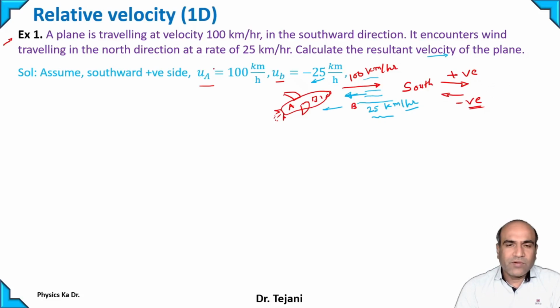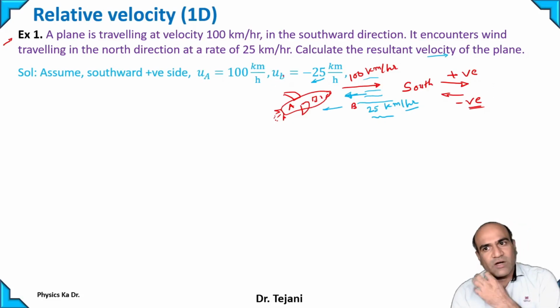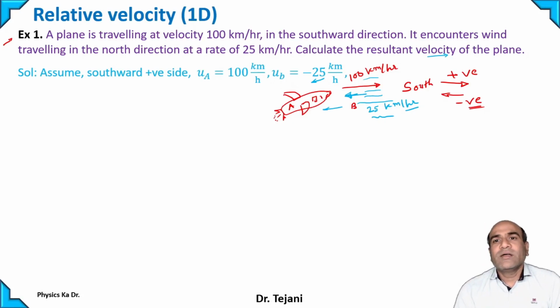So now we have velocity of first object and velocity of second object. Now we need a relative, or you can say resultant velocity of plane. That means velocity compared to wind.